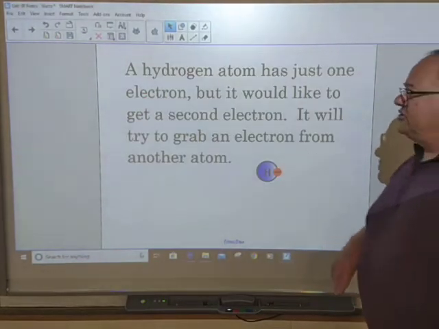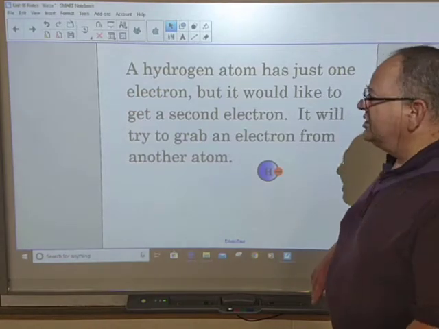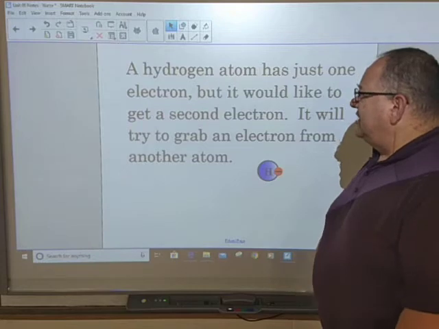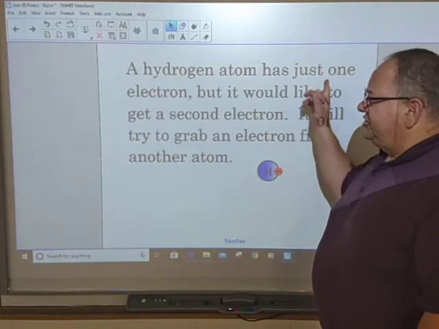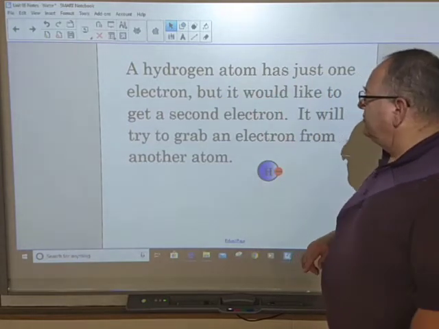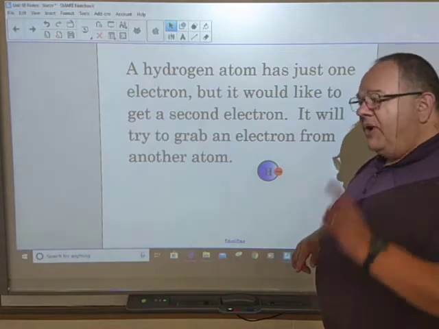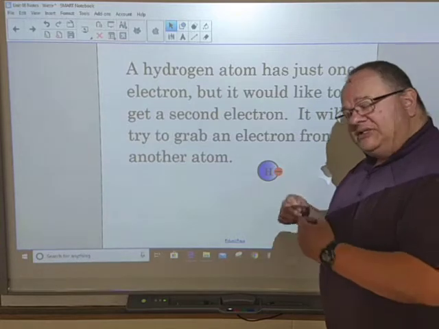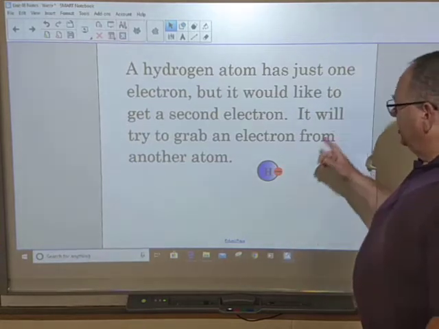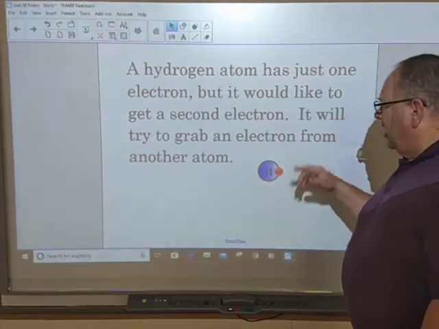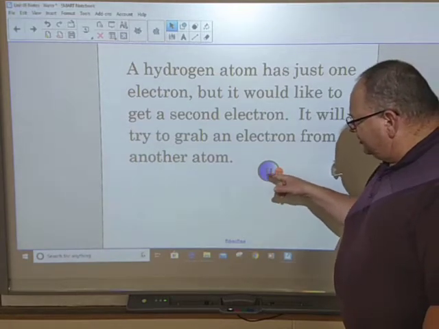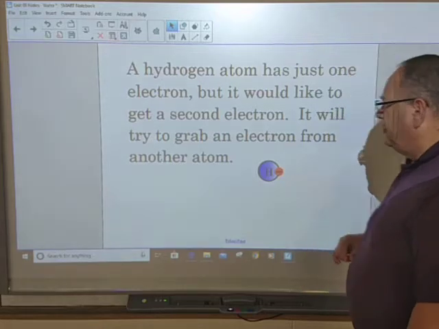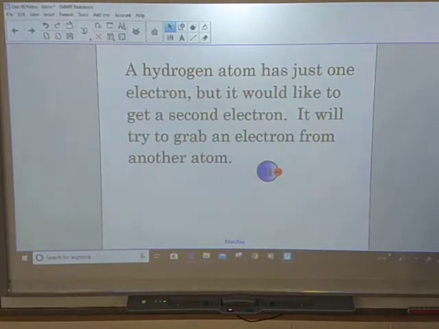All right, so let's talk about a hydrogen atom, because water has a couple of hydrogen in it. And I'm giving you some basic information. A hydrogen atom has just one electron. But it wants a second electron. It wants to get to 2, so it wants to gain one more. So here's my little picture of a hydrogen atom. So the proton's going to be in the middle, and out here on the outside it's got one electron. And it wants one more.